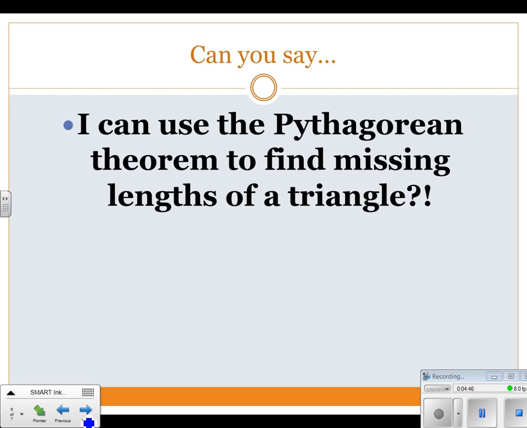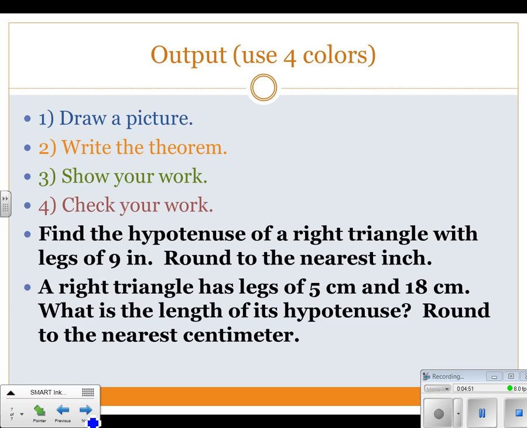Can you say, I can use the Pythagorean theorem to find missing lengths of a triangle? Here's your output to use 4 colors. Draw a picture, then write the theorem, then show your work, and then check your work. Find the hypotenuse of a right triangle with legs of 9 inches, round to the nearest inch. And then a right triangle has legs of 5 and 18. What is the length of the hypotenuse, and round to the nearest centimeter?